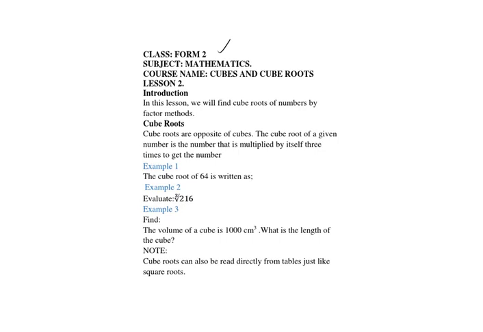Our last example, we are told that the volume of a cube is 1000 centimeters cubed. So we are expected to find the length of the cube. It is important to note that the sides of the cube are equal. This means that every side is L, and therefore the volume of the cube is given by L cubed, which is L times L times L.